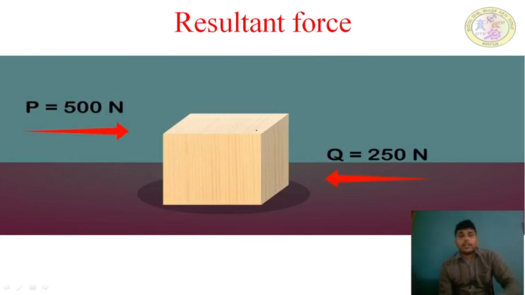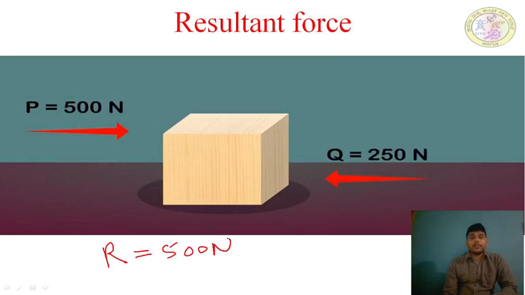I'll erase all and write once again. P is equal to 500 Newton. To find the resultant force, R is equal to 500 Newton, which is in this direction, and Q is in the opposite direction, that is minus 250 Newton. The answer will be 250 Newton.